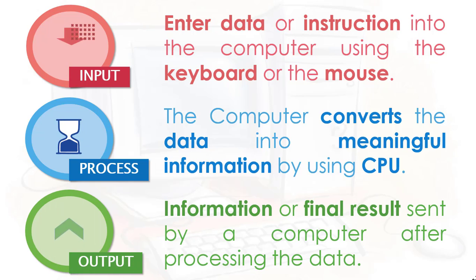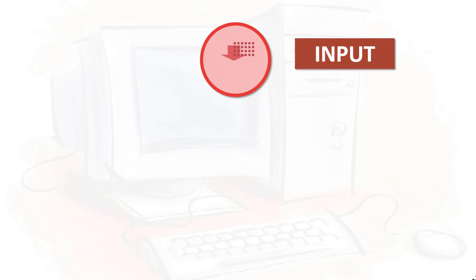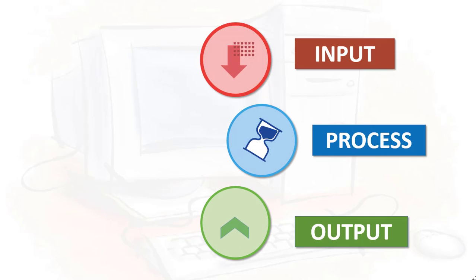The next one is output. Output is the information or final result sent by a computer after processing the data. As I already told you, the CPU performs some operation on the input that we have given to the computer by using the keyboard and mouse. After this operation, that is processing, the computer generates a result. That result is known as output.